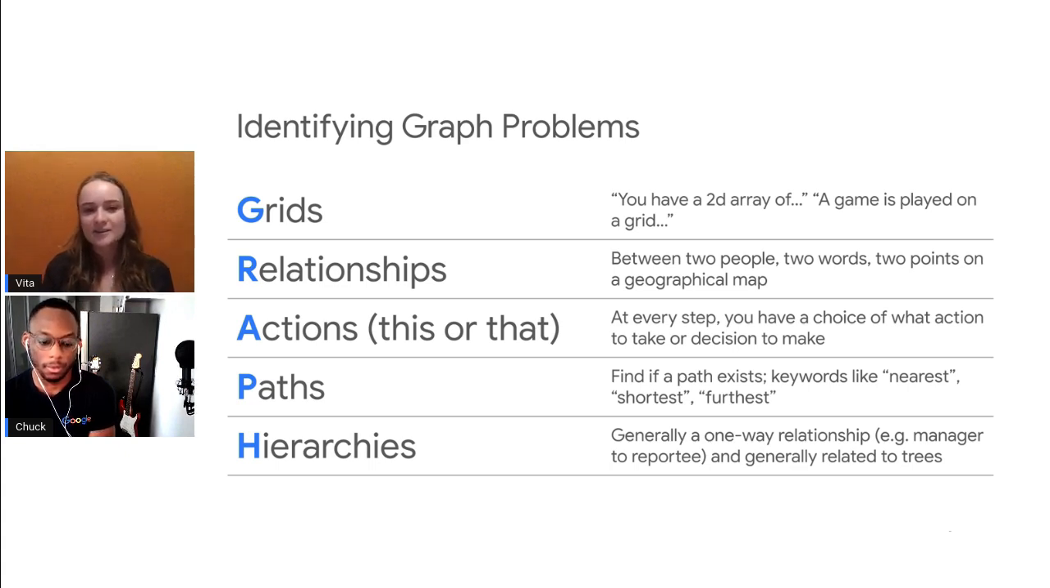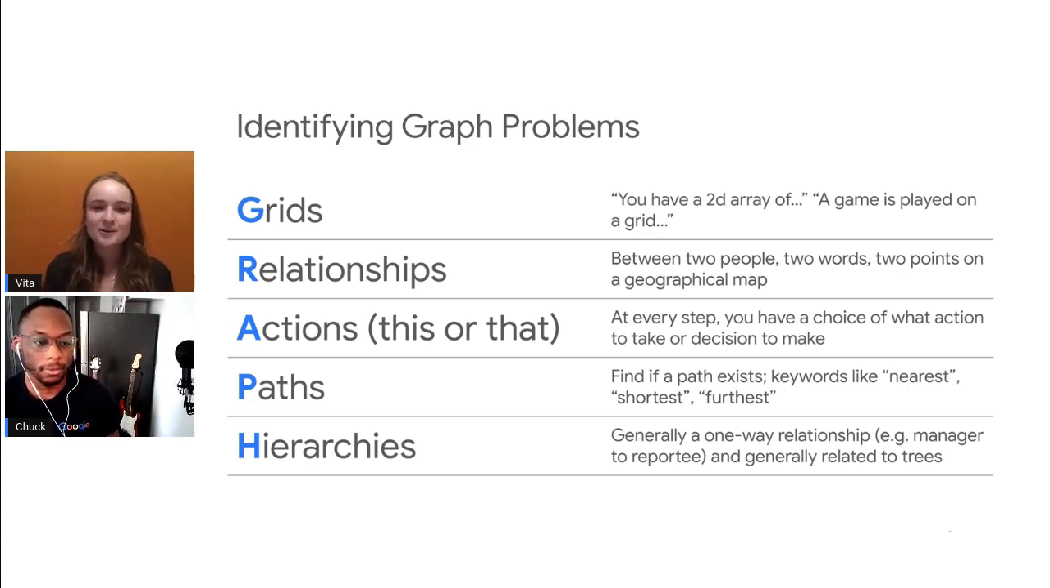Another key identifier is relationships. So that can be between two people, two words, points on a geographical map. These are usually going to start raising some questions of, I see relationships between two nodes. This is already sounding like a graph with two nodes and edges in between them.